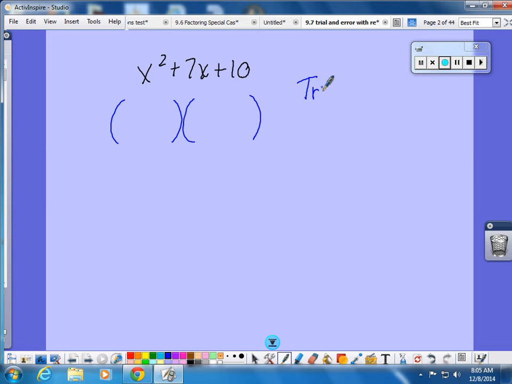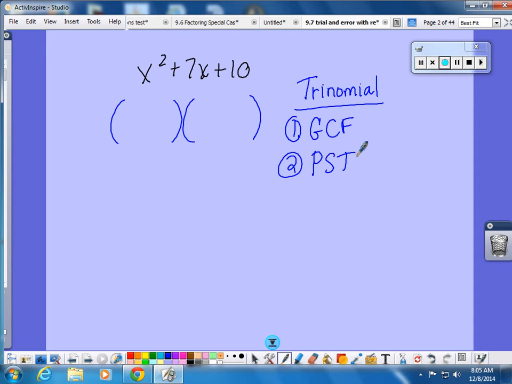If you have 3 terms, you can do 3 things. I would write this down if I were you. Number 1, you can try greatest common factor. Number 2, you can see if you have a perfect square trinomial. And number 3, which is what we're going to learn today, you can try trial and error. What's PST again? Perfect square trinomial.